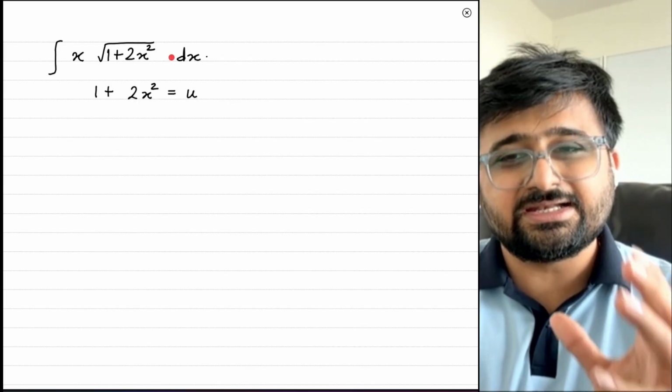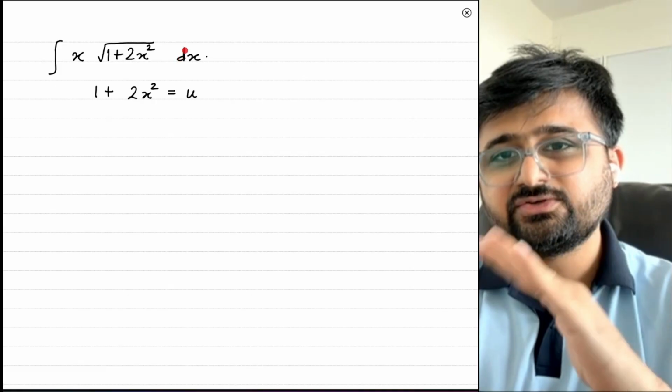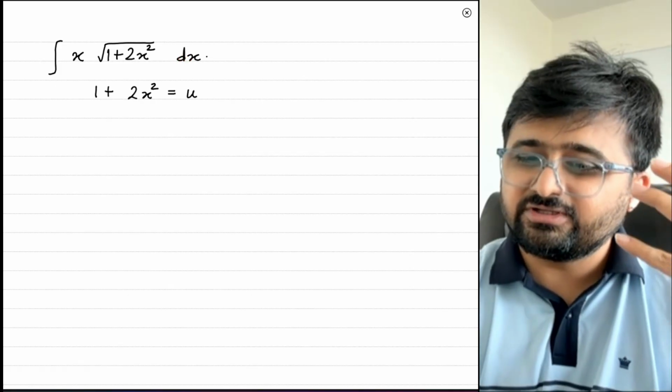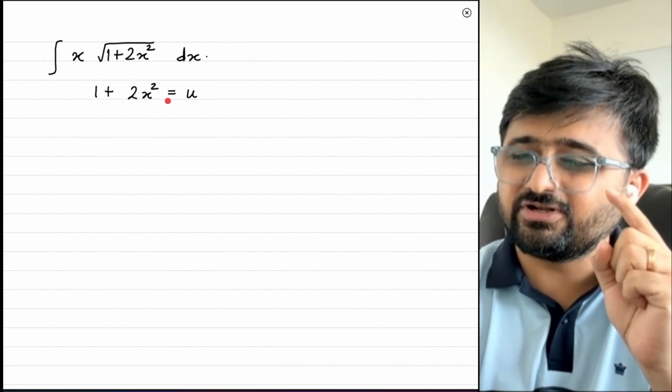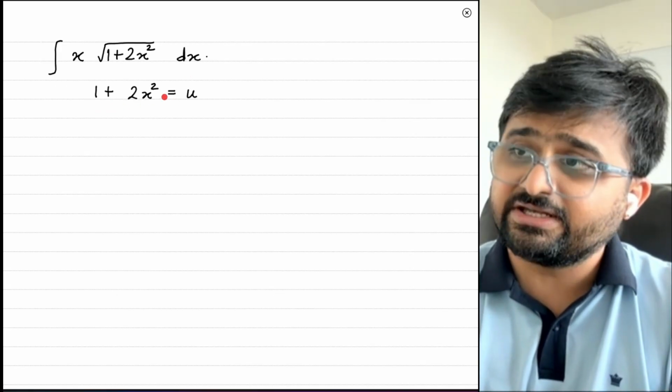Now let's convert that integral from the x world to the u world. In order to convert that integral from x world to the u world, you'll also have to convert that dx in terms of du. And in order to do that, I'll have to differentiate this equation, both the sides, with respect to x. Okay, so let's take derivative on both the sides.